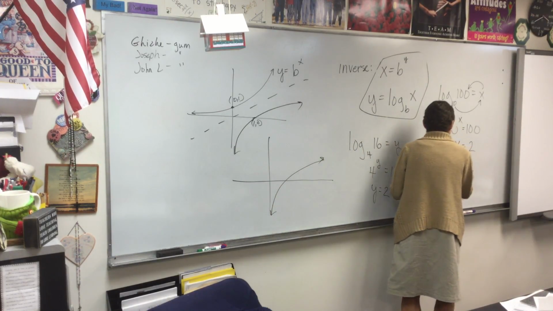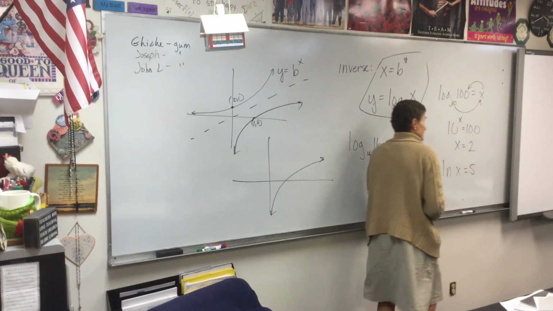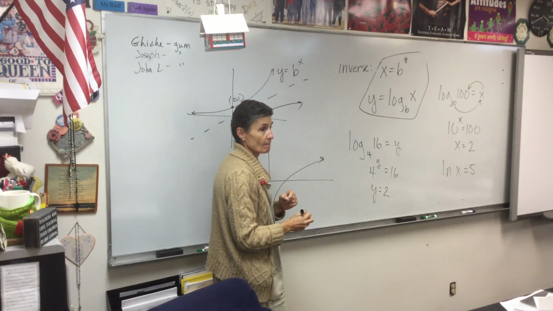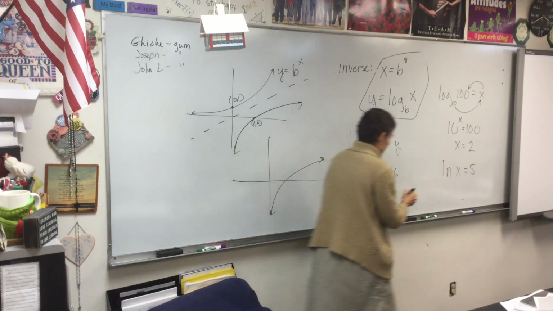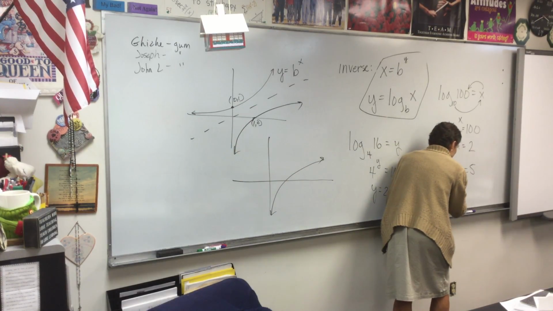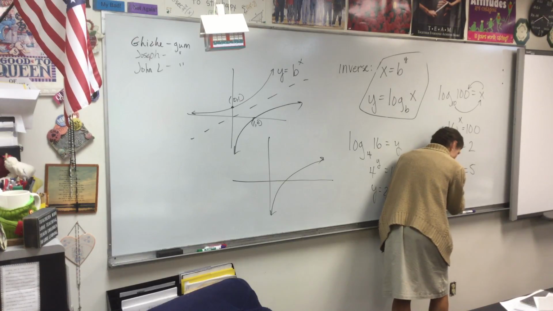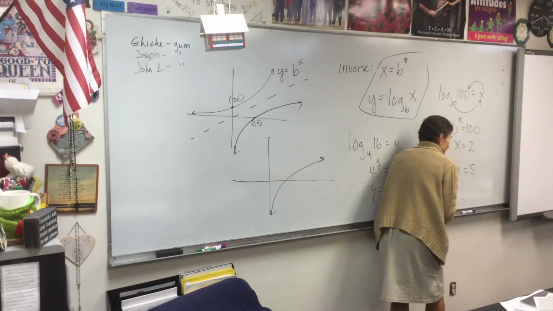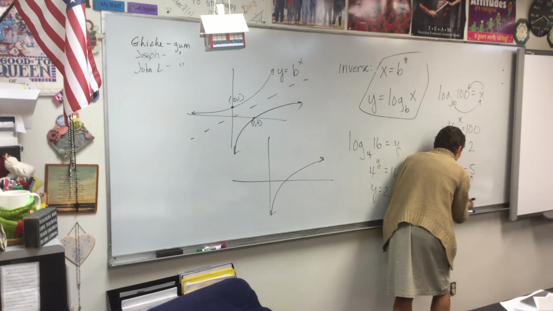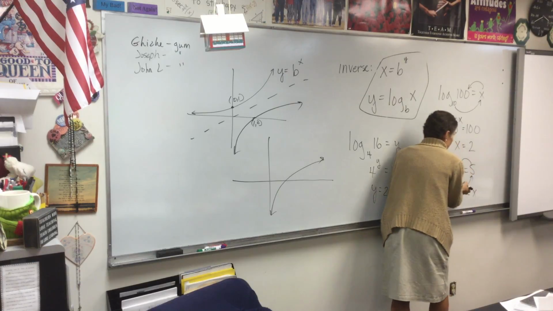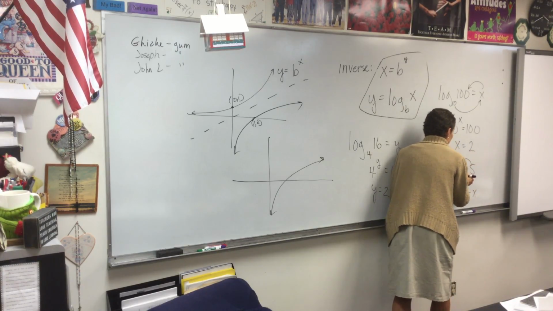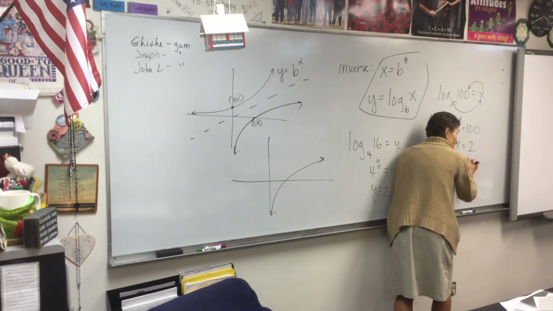One more, and we're going to look at the ones in the book. Solve that little guy. Well, now remember, what's the base on here? Oh, the base on this is not 10. What's the base on ln? e. So e to the 5th equals x.